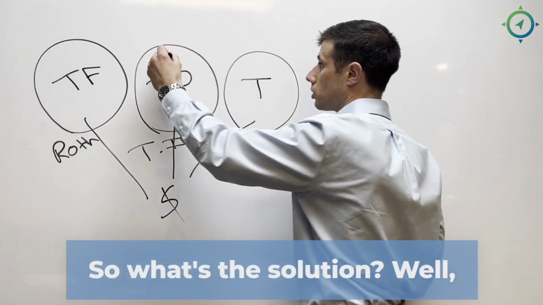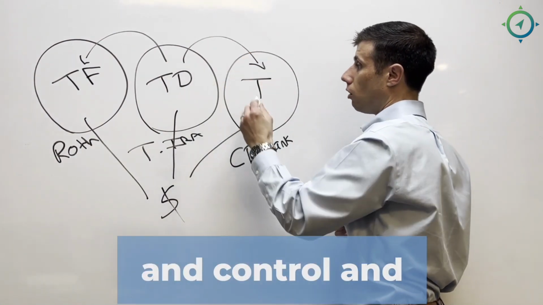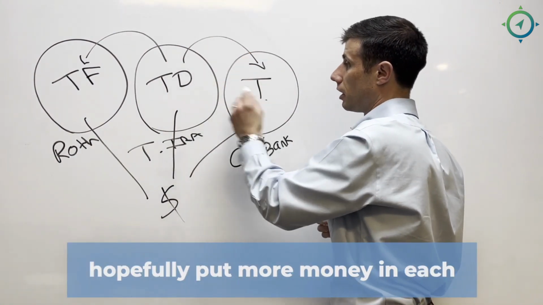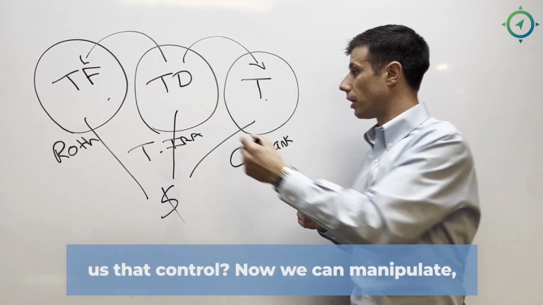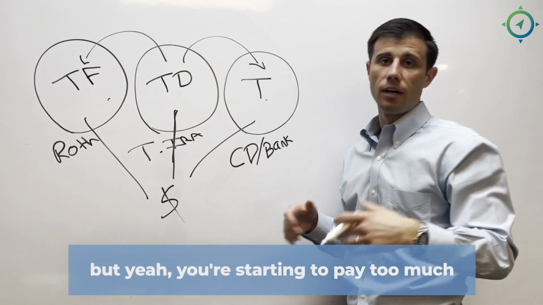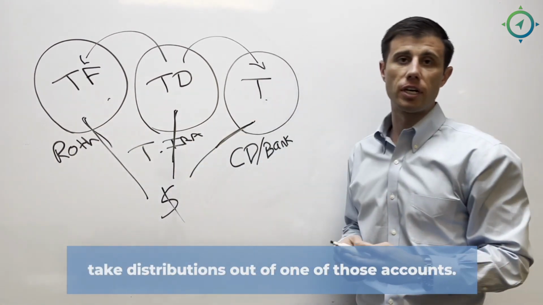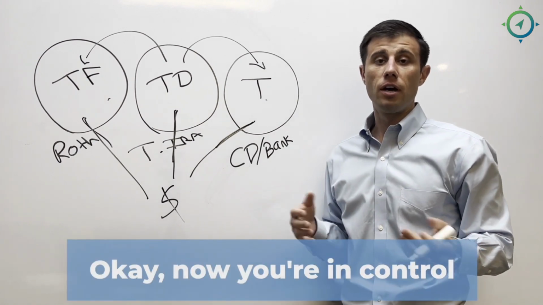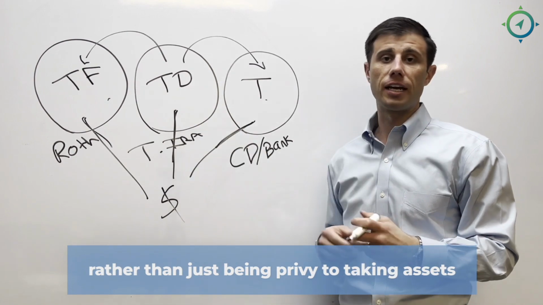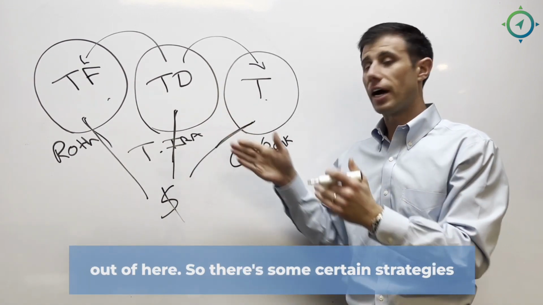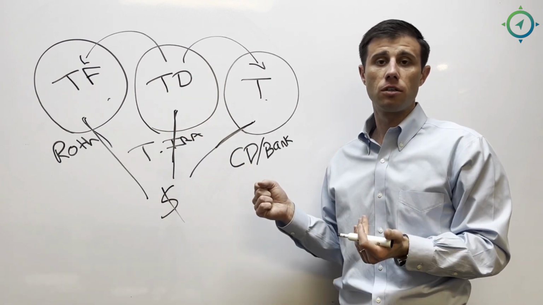So what's the solution? Well, what if we could manipulate and control and hopefully put more money into each of these buckets to provide us that control? Now we can manipulate, hey, let's take money out of this account, but yeah, you're starting to pay too much taxes, so now instead let's take distributions out of one of those accounts. Okay, now you're in control, rather than just being privy to taking assets out of here. So there's some certain strategies that we can help you implement to optimize your tax circumstance.